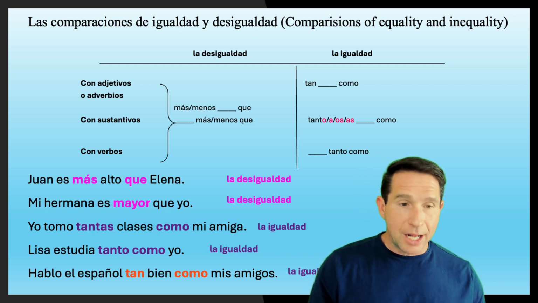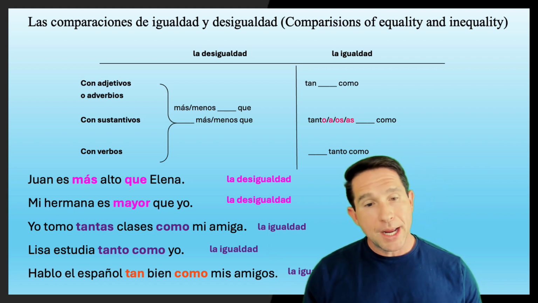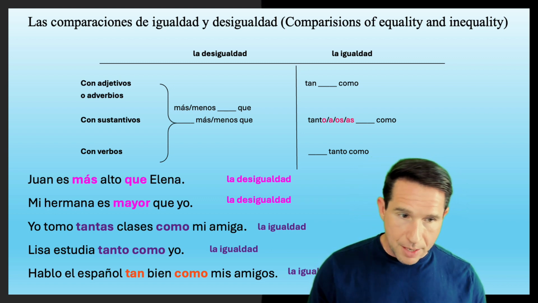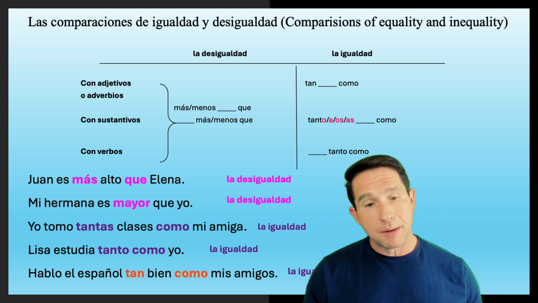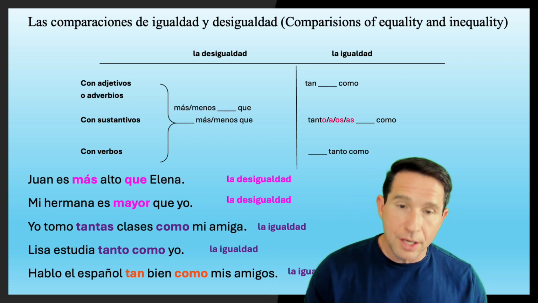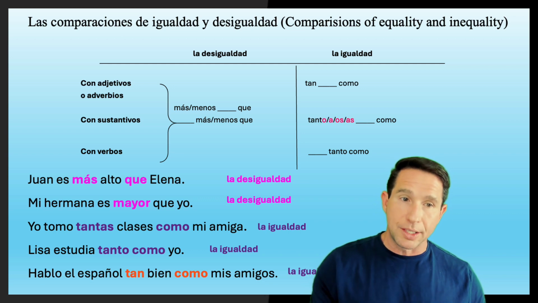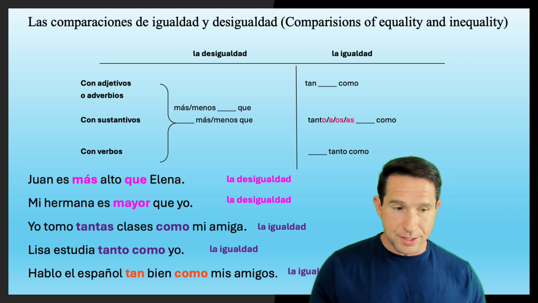Juan es más alto que yo. That's inequality, right? Juan's more tall, or taller, than Elena. Mi hermana es mayor que yo. This is a más que, but this is one of the exceptions. Yo tomo tantas clases como mi amiga. So what are we comparing? Nouns, classes. So look at our chart, sustantivos, right? So it's feminine and plural, so tantas.